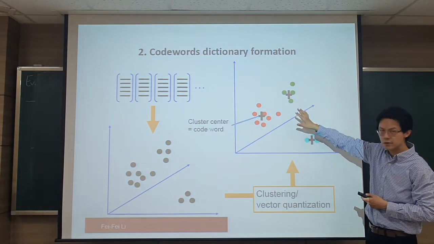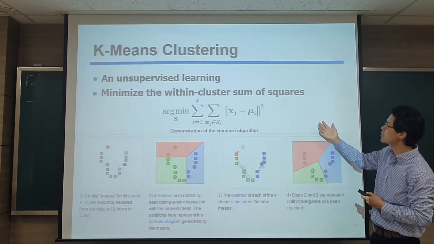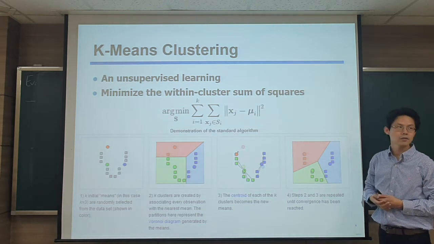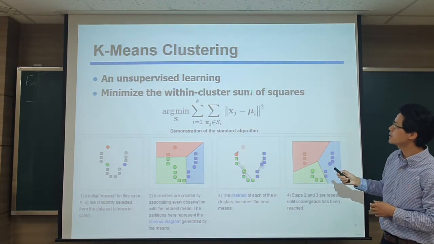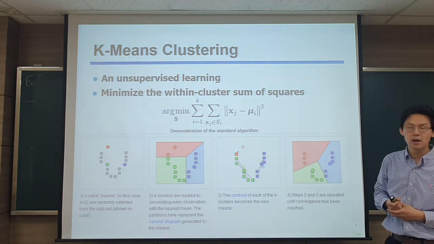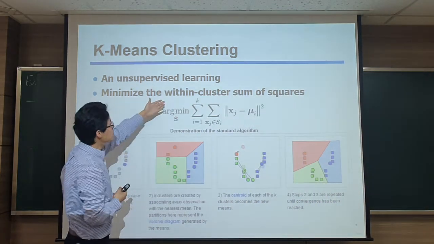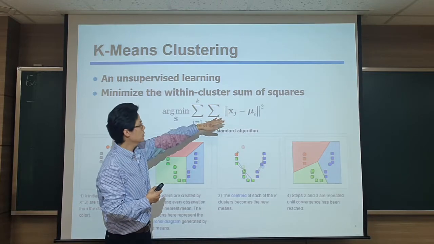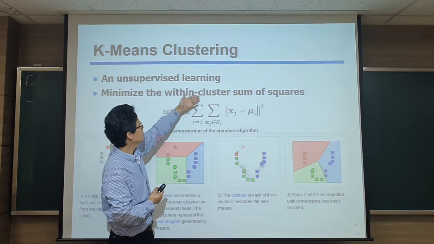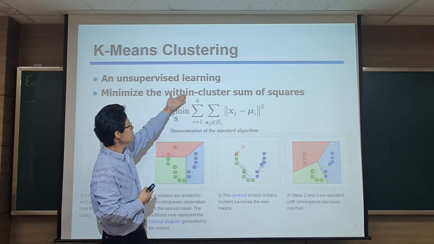And then as a cluster, we can use many clustering approaches. One very common clustering approach is k-means clustering. It's a kind of unsupervised learning technique. Overall, it minimizes the within-cluster sum of squares. So here is the mathematical definition of this one.